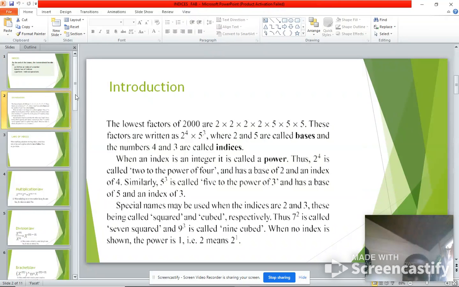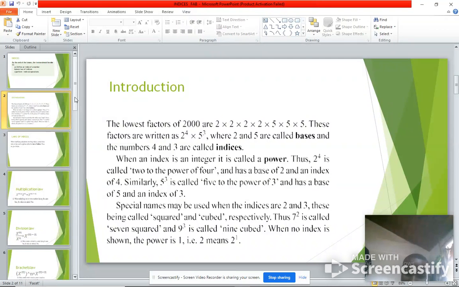From our introduction, before we begin, who can define indices? Because I know these are terms that you are used to. Yes, just go ahead, Davis. It is the power of a number. Very correct. That's a very good try.